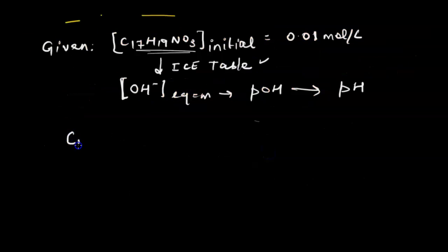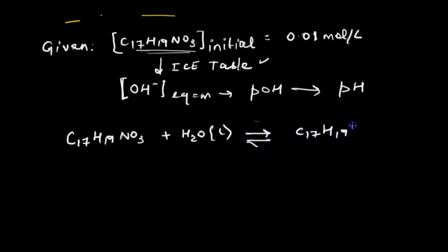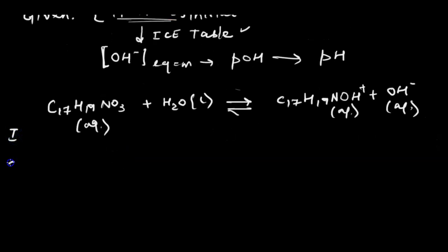We have morphine, C17H19NO3, that reacts with liquid water to give us C17H19NOH positive plus OH negative. All of these states would be aqueous because these are ionic states, and this is a solution. So this is ICE for ice table.